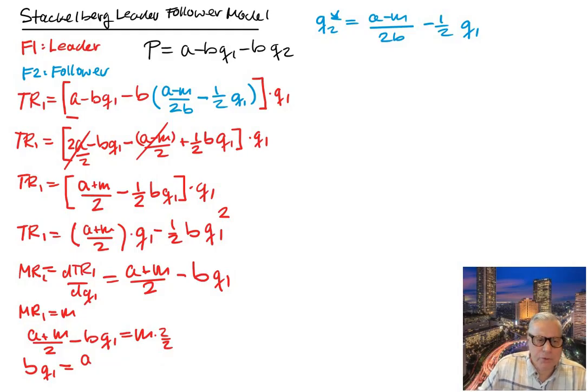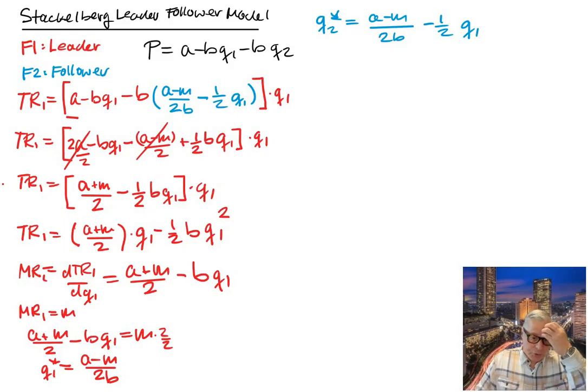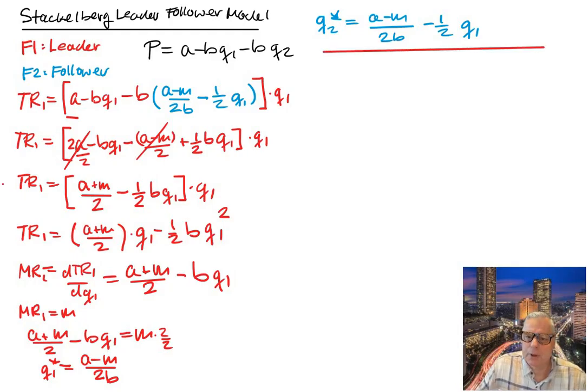Minus m over 2, and then we divide by b, and that's the optimum q. So that's q star. So q1 star is a minus m over 2b.